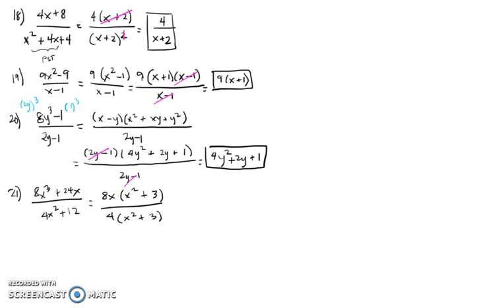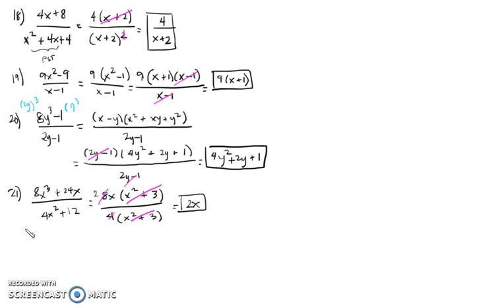As you can see, this is very easy. I can cancel out x squared plus 3, and also 4 in the denominator, so that gives me a final answer of 2x.